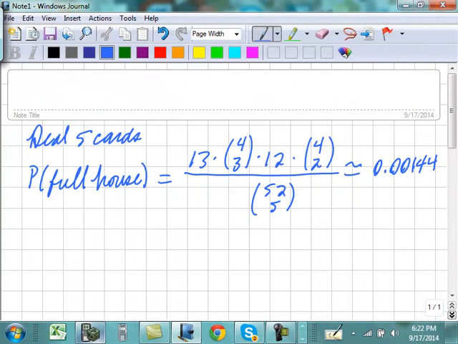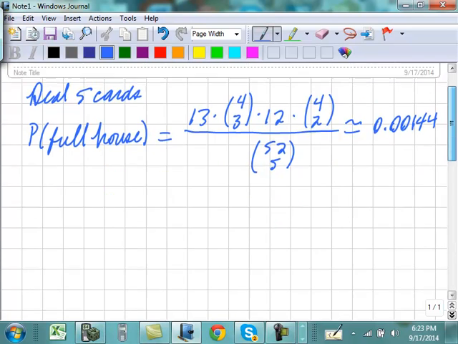So that means out of every 1,000 poker hands, you could expect to be dealt about 1 or 2 full houses. That's how you can interpret that probability. Everybody understand?